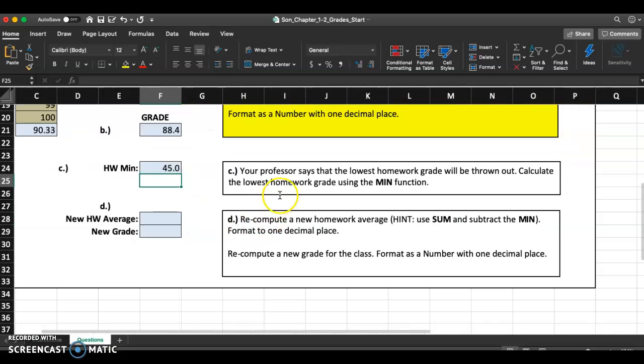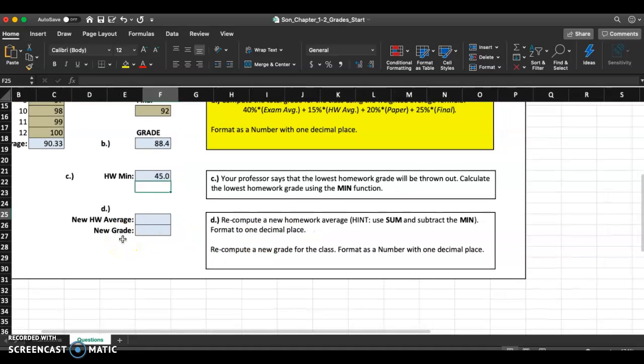Okay, your professor says that the lowest homework grade will be thrown out. That's good. Calculate the lowest homework grade using the min function. And we just did that. And then what we are doing now is recompute a new homework average. And they say, hint, use sum and subtract the minimum. Format to one decimal place. So that's what we are doing right now. We're finding the new homework average.